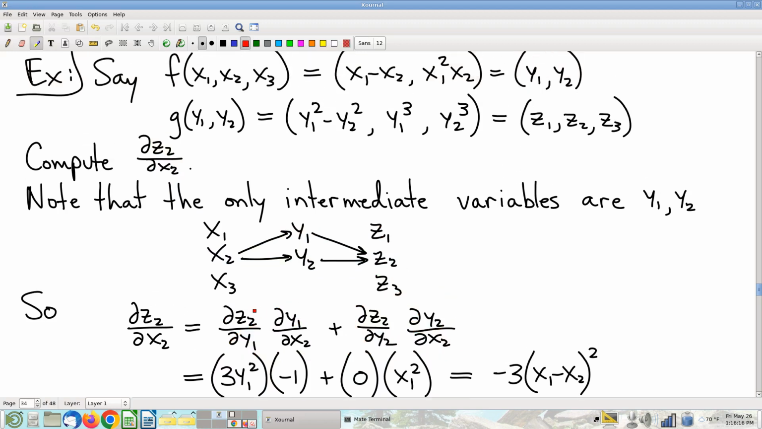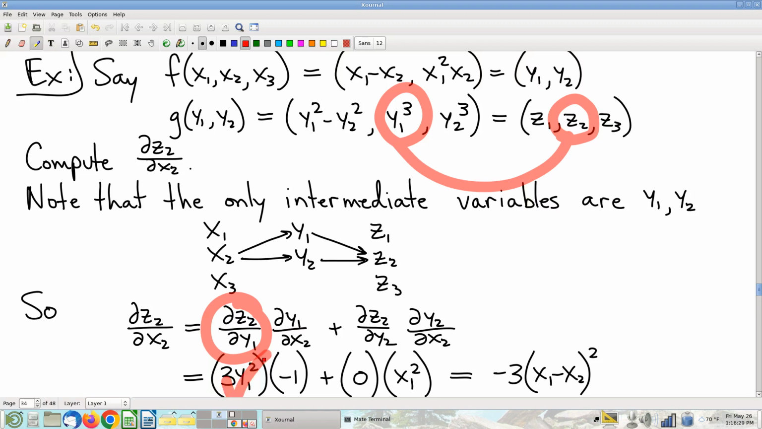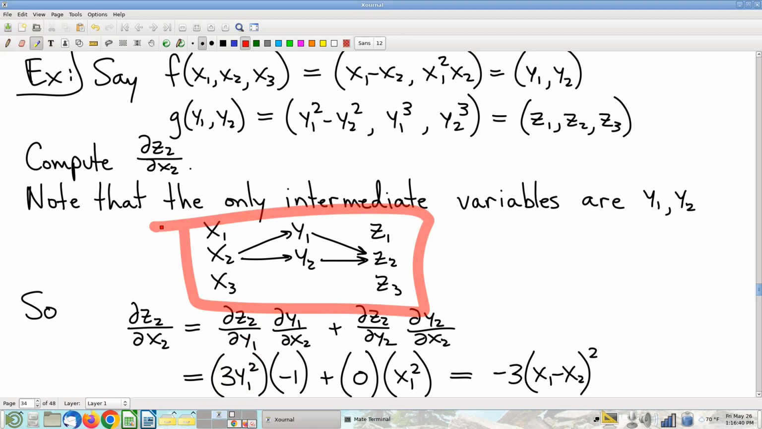What is the partial of z2 with respect to y1? All right, well, here's z2. The partial of that with respect to y1. Cool. Nothing to it. A little algebra. Yada, yada, yada. Everybody happy? Okay, big trick, diagram. Don't forget to draw your diagram.